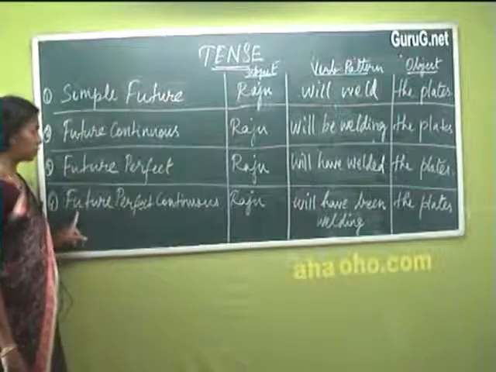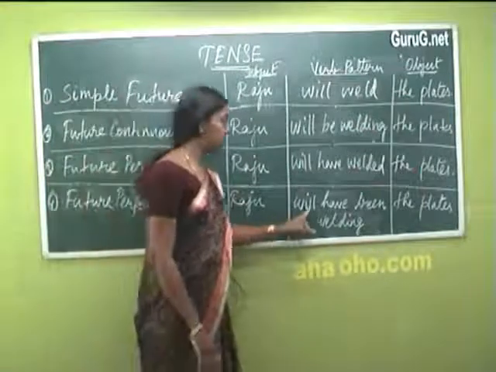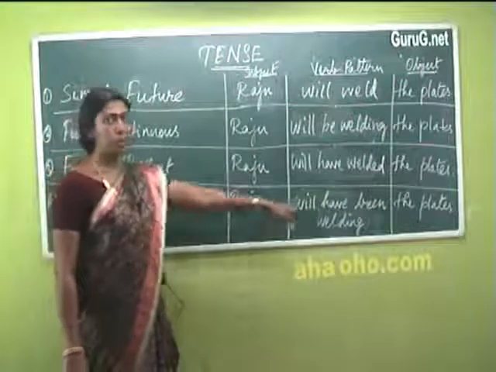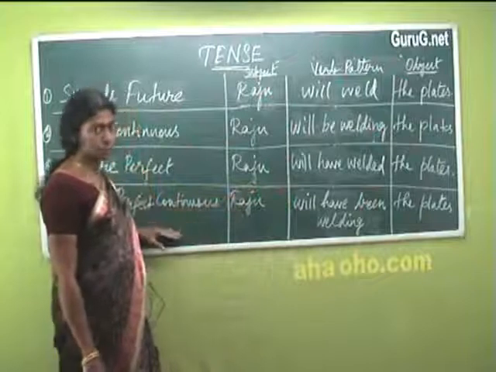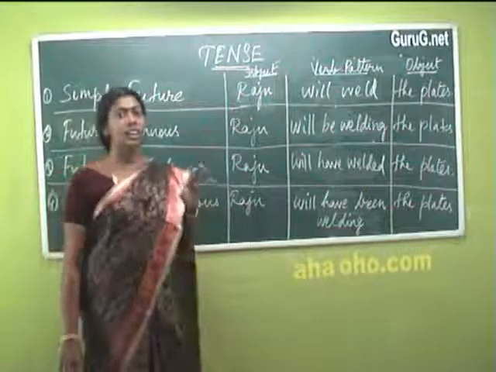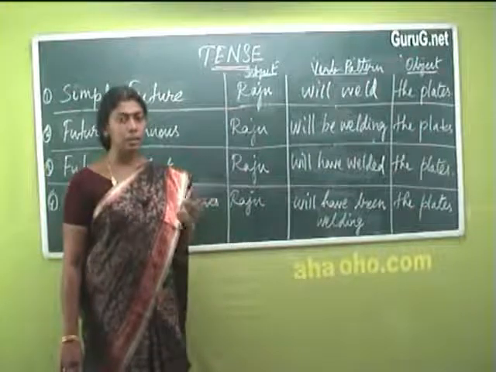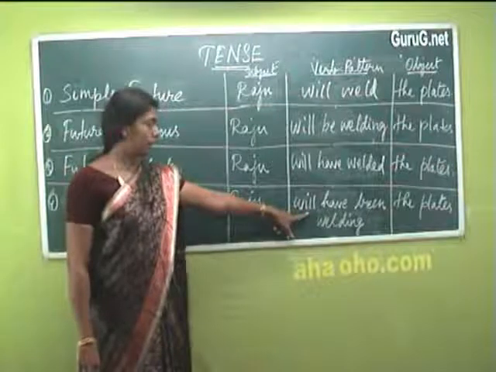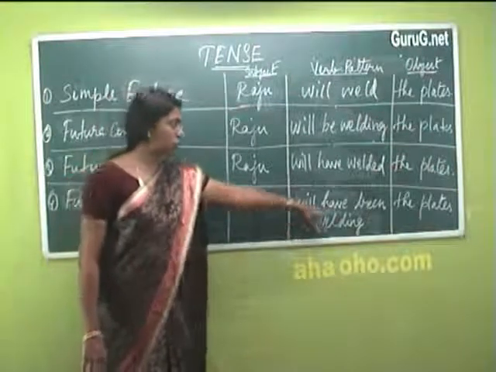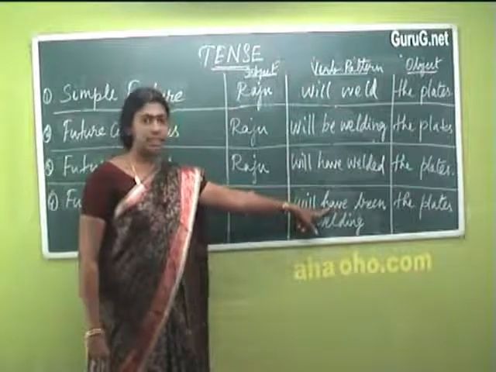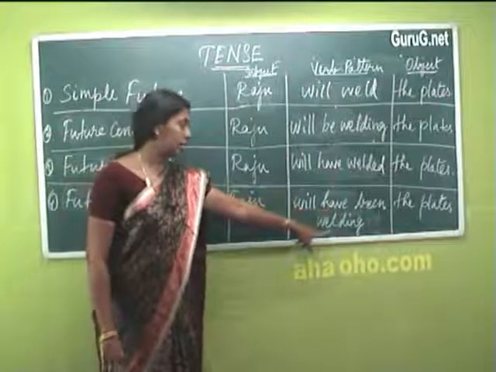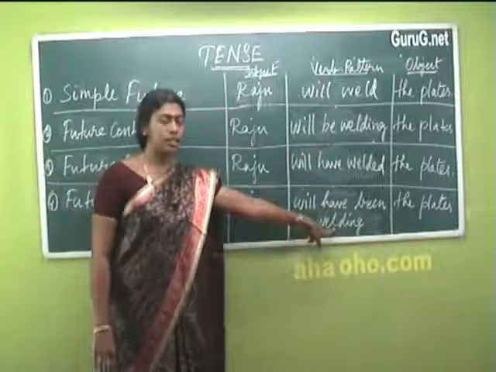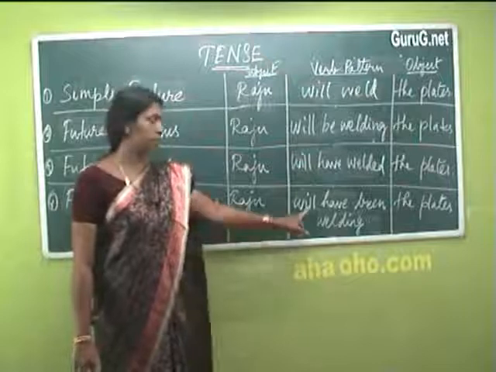Now we move on to future perfect continuous. Raju will have been welding the plates. Raju will have been welding the plates is future perfect continuous. The usage of will tells you the tense is future. The usage of the perfect tense auxiliary have tells the tense is perfect. And the addition of ing along with the root verb tells it is progressive tense or a continuous tense. So the rule is satisfied, future perfect continuous.